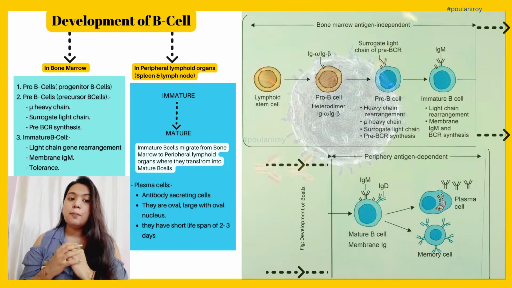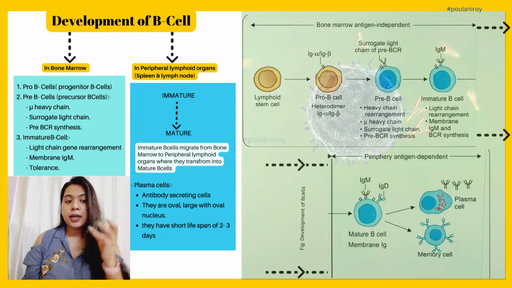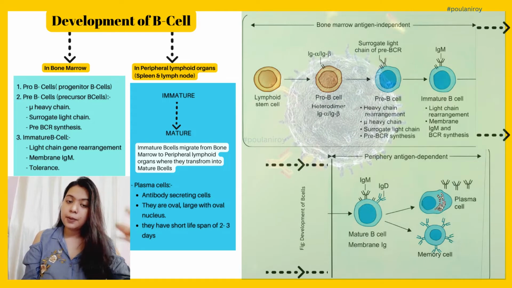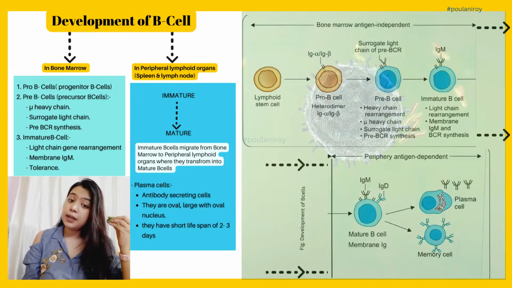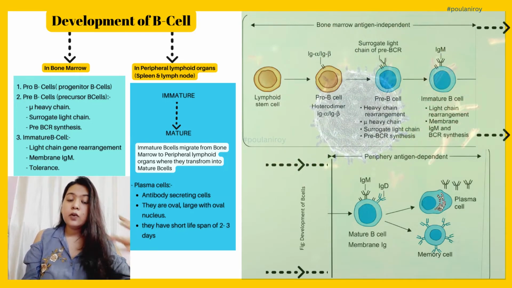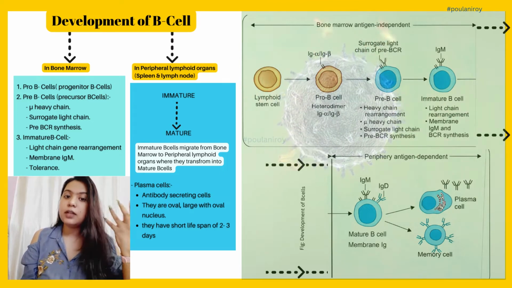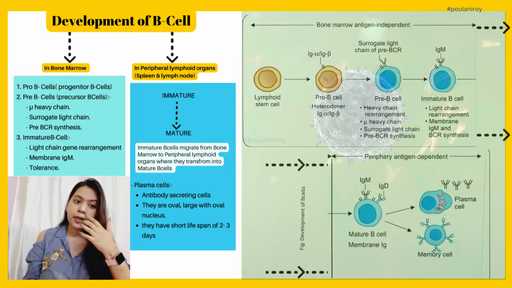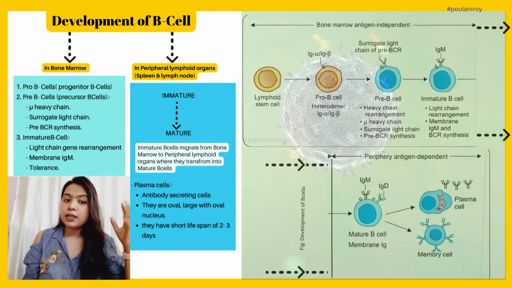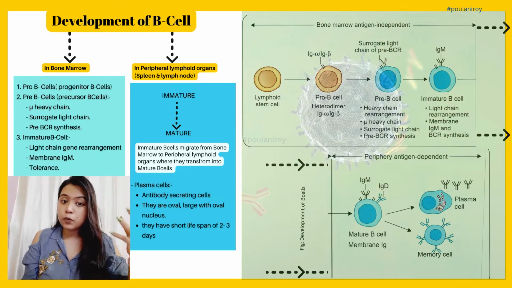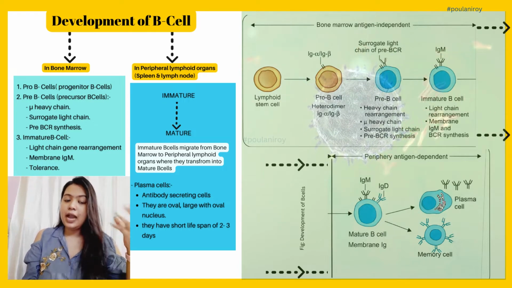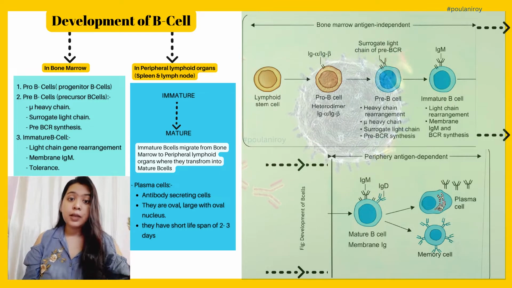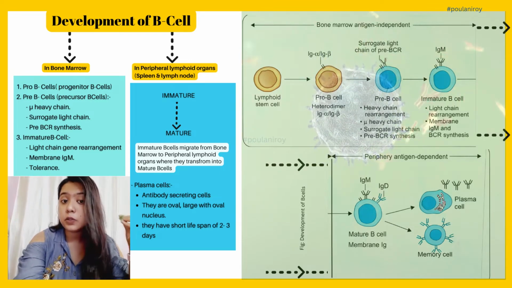Now see next, plasma cells. Plasma cells are again antibody secreting cells. When the maturation of the B cell is done, it converts into a plasma cell. So what are the functions that they are performing? First is being an antibody secreting cell. They are oval cells, large cells with an oval nucleus. Now see, they have a very short lifespan of your 2 to 3 days.